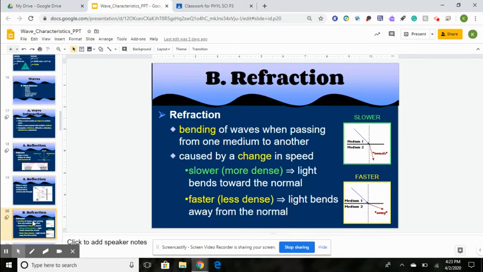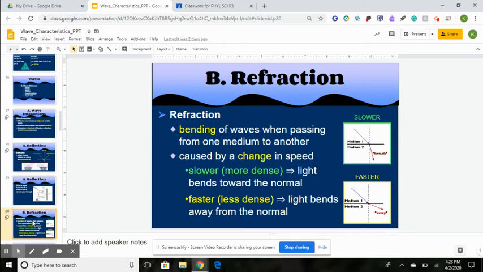Now, refraction is the bending of waves when passing from one medium to another. You've seen this when you put a straw into a glass of water. That straw looks bent, right? Like it's been cut in half if you look at it from the side. That is an example of refraction. You've seen it before, but might not have known the term for it. This is caused by a change in speed.